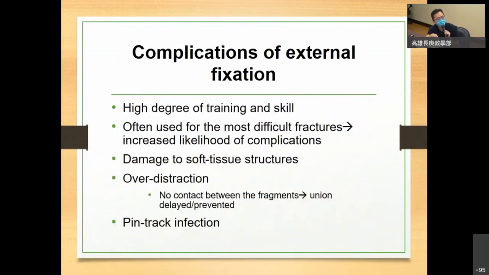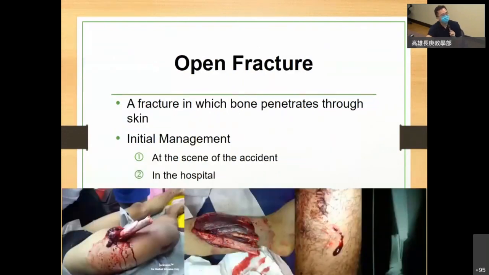Okay, but there are some complications of external fixation, mainly pin tracks. Sometimes there will be a pin track infection, and the stability is weaker than internal fixation. So sometimes the external fixation implant loosens. Okay.